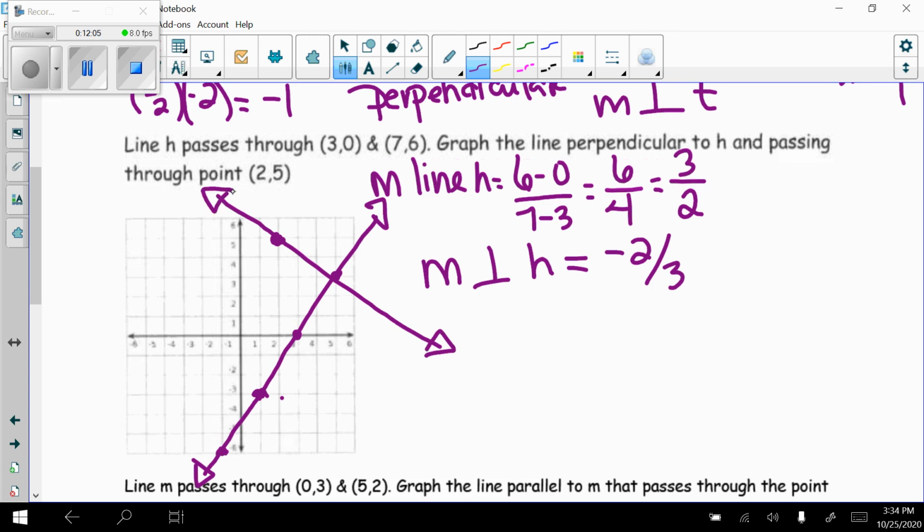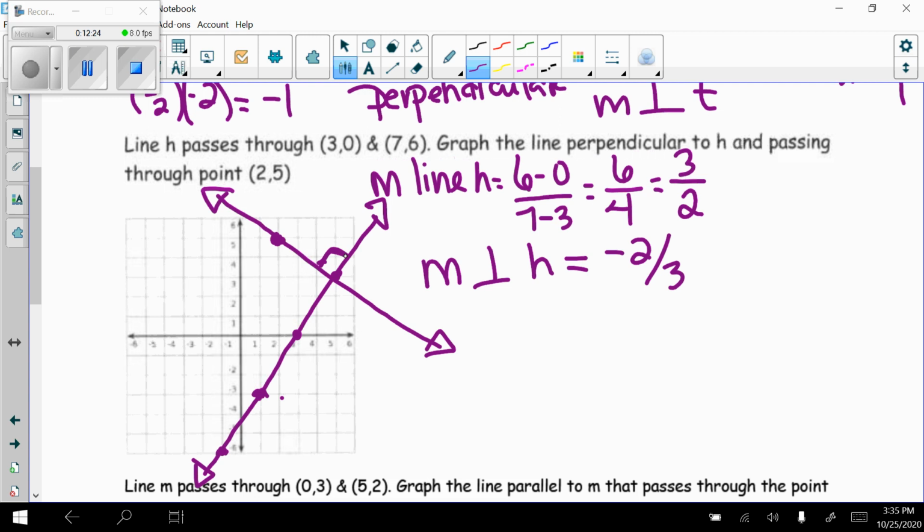Last thing I have to do, remember that if we have two lines that are perpendicular, where they intersect is a right angle. We have to mark that. So on my graph, I'm going to draw my little box to show that that is a right angle right there where they intersect.